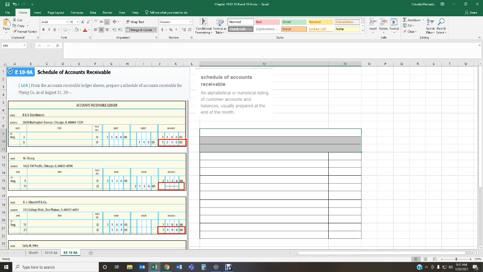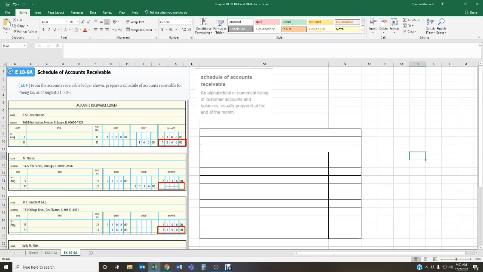Okay, so I've also included the definition of what a schedule of accounts receivable is. It's basically an alphabetical or numerical listing. Depending on the company, a customer might be assigned an account number. P&G might be account number 101. M Chang might be account number 507. It just depends on the customer. So it could be either numerical, or if there's no number provided, then we go alphabetical. In this case, we do not have a number provided, so we're going to be listing these alphabetically. So it's an alphabetical or numerical listing of customer account balances, usually prepared at the end of the month.